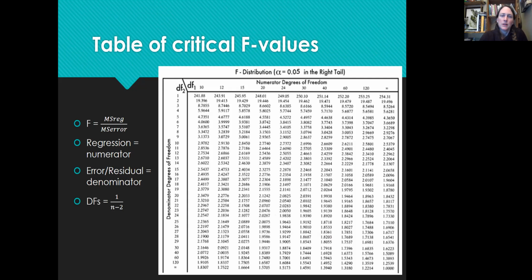You would find your degrees of freedom across the top and your degrees of freedom along the side, and that would tell you somewhere in this table a critical value of F when the p-value is equal to 0.05. As long as the F value that you calculate is larger than what's in the table, you can reject the null hypothesis that the slope is 0. So that's how regression works, how correlation works, how to calculate the F ratio, how to compare it to a table of an F distribution, and how to decide whether you're going to reject or accept your null hypothesis.